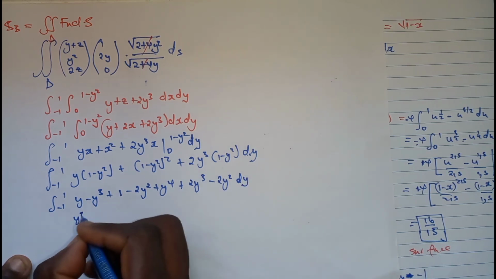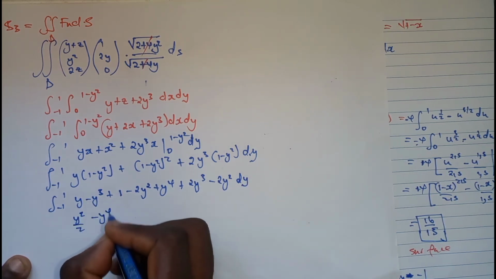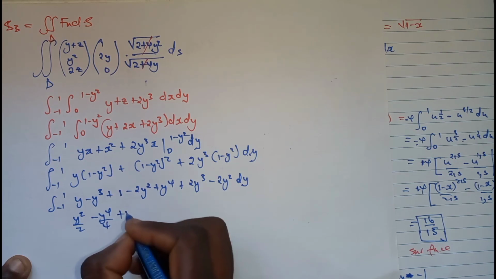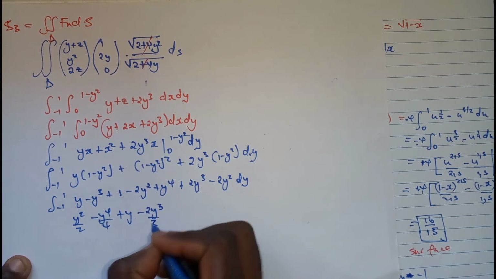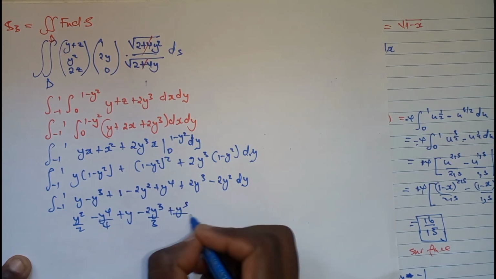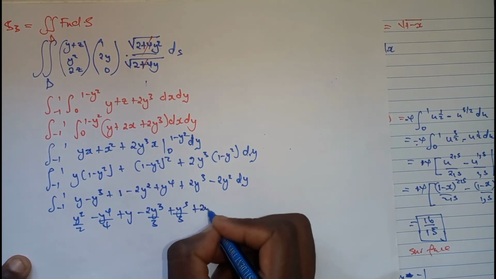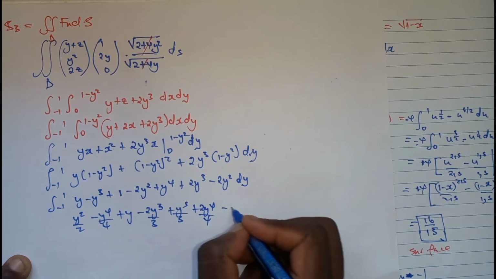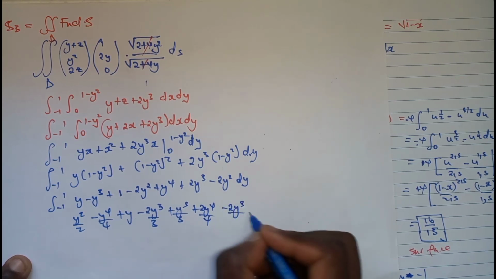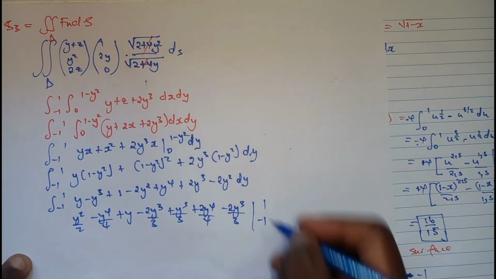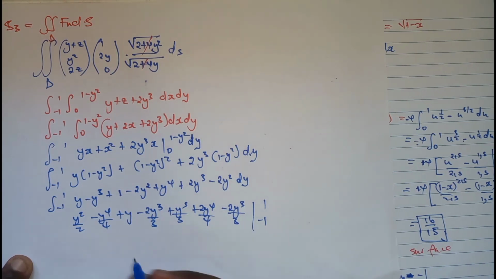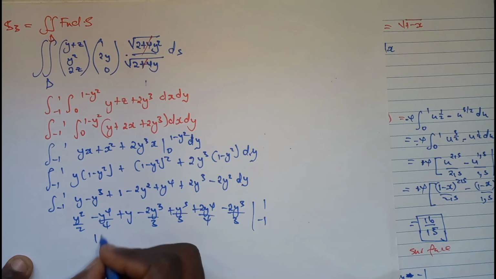And we're going to have y squared over 2 minus y to the power 4 over 4 plus y minus 2y to the power 3 over 3 plus y to the power 5 over 5 plus 2y to the power 4 over 4 minus 2y to the power 3 over 3. Our range is from negative 1 to 1. So if you evaluate these, we are going to get 16 over 15.